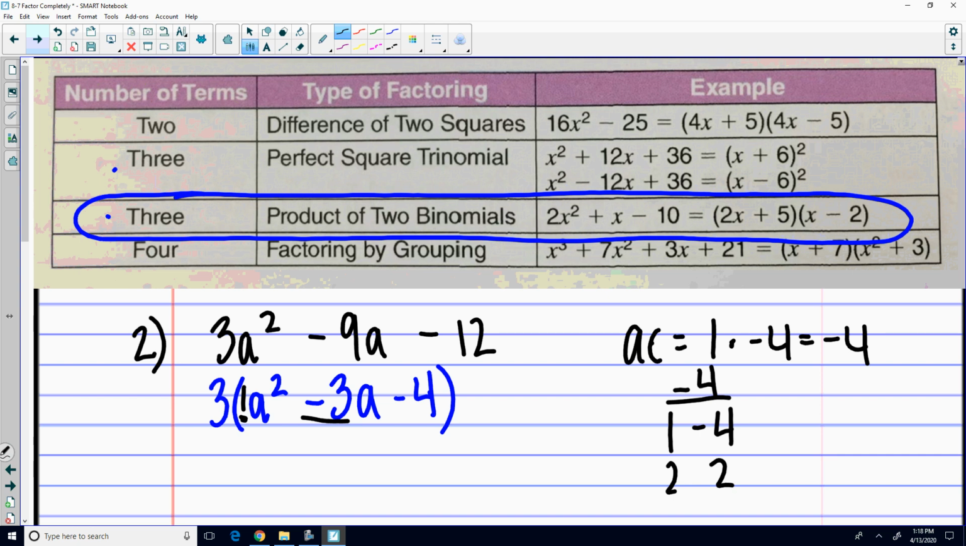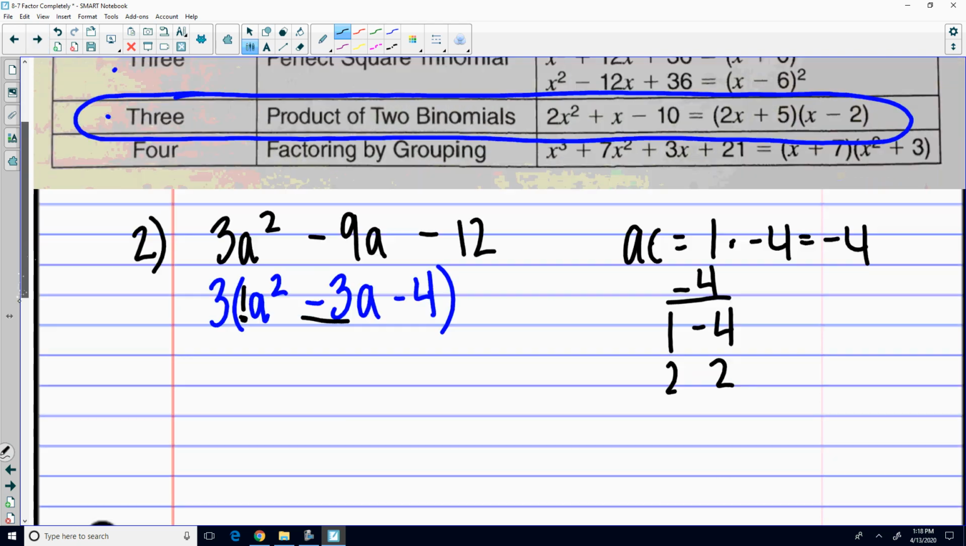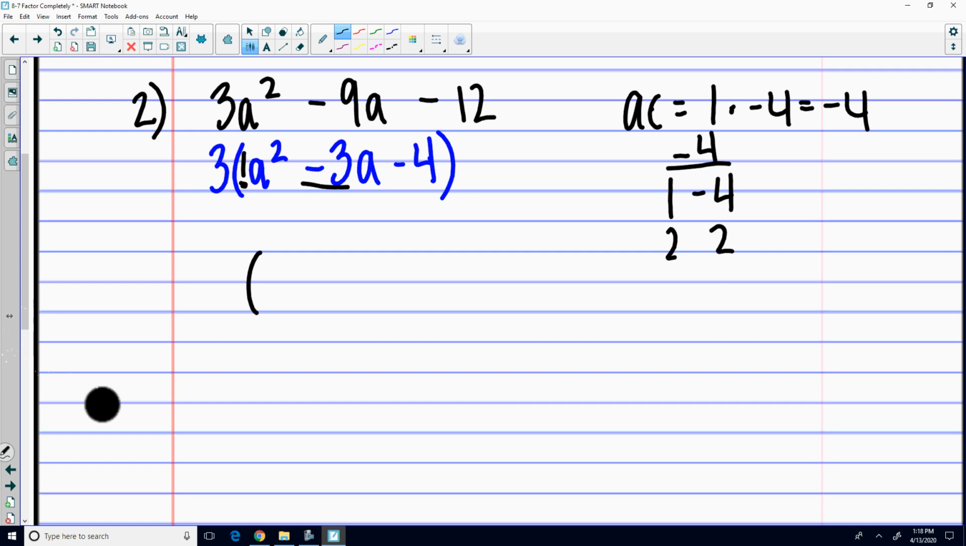We don't need to rewrite the middle term and factor by grouping because there's no number in front of the a squared. So we can just have our final answer of a plus 1 and a minus 4, which I just took from right here. So I wanted to make -3. And that's why it's not a perfect square trinomial, because that didn't come out to the same thing.